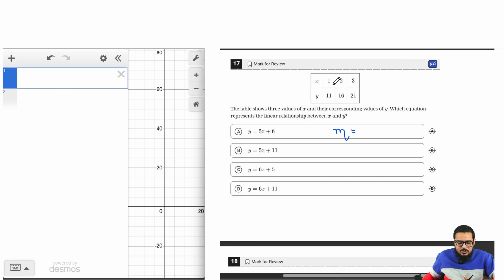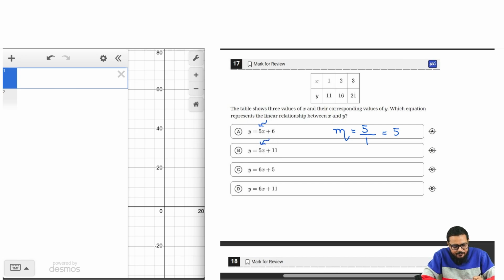For example, if I choose the first two columns, I see y2 as 16 and y1 as 11. So what is 16 minus 11? How much rise are you getting? You're getting a rise of 5 units. How much run are you getting? That would be x2 minus x1, 2 minus 1, which is 1. So I'm getting a gradient of 5 divided by 1, which is just 5. And since all of these answer options are in the standard form y equals mx plus c, this shows me a gradient of 5.